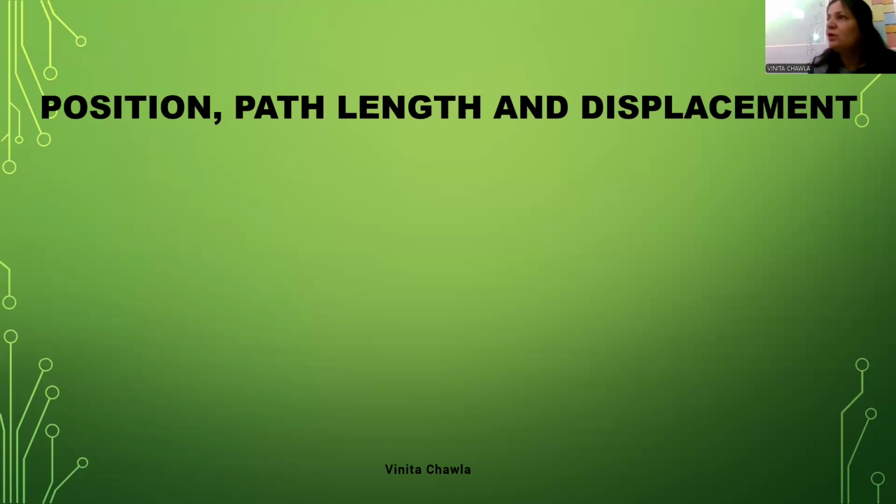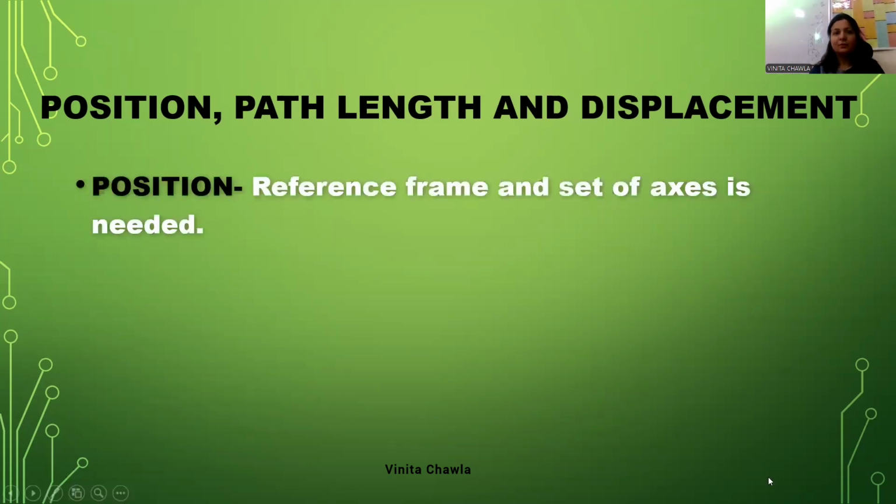So in the previous class, we have already covered position, path length, and displacement. Let's recapitulate whatever we have done. The word position means position of an object with respect to some reference frame of surrounding. A reference frame and a set of axes is needed to locate the position of any object. Only then can we locate the position.